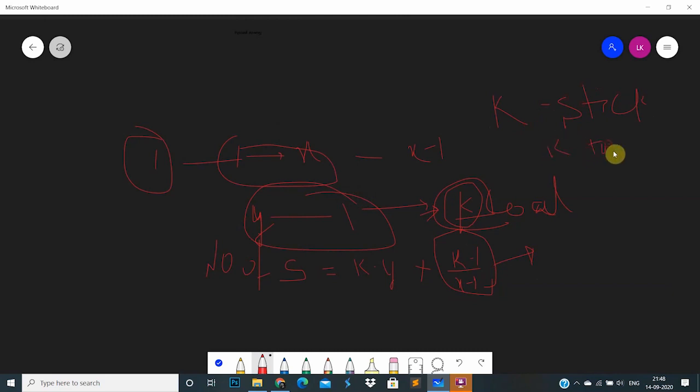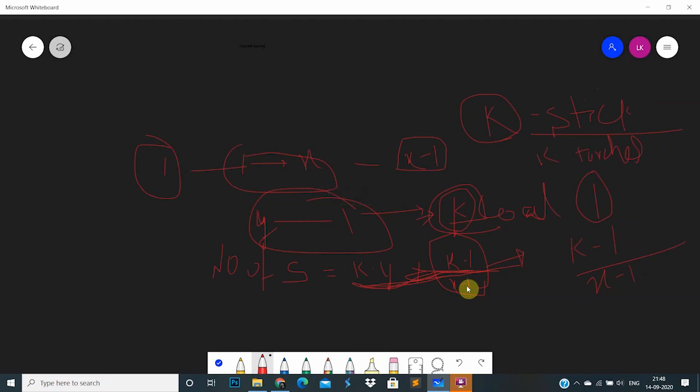So for one torch at least one stick is required, so we need minimum k sticks, and initially we have one, and in one trade we can make x minus 1. So how many trades do we require? k minus 1 upon x minus 1. So the number of trades required will be this whole thing.